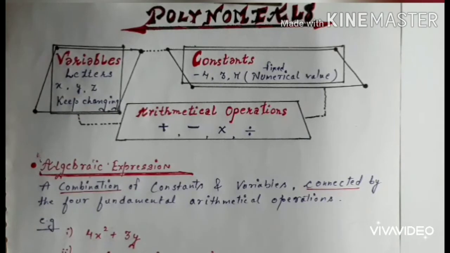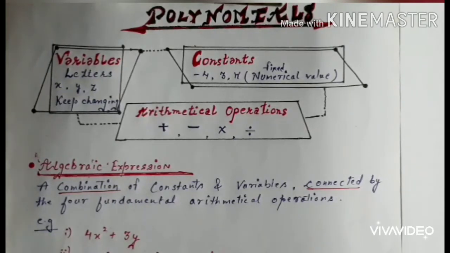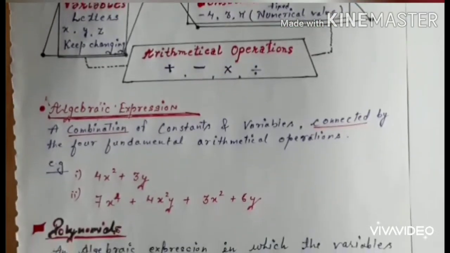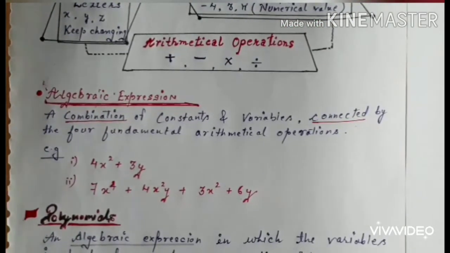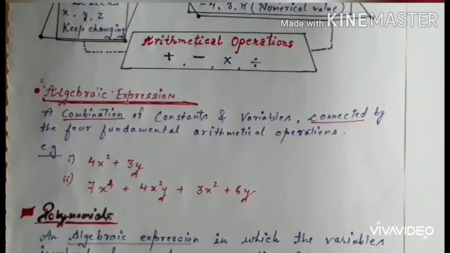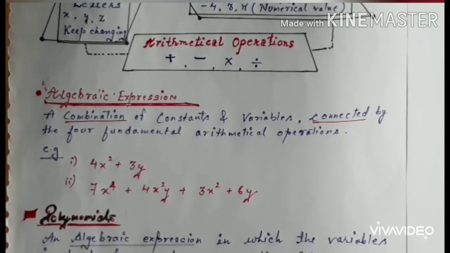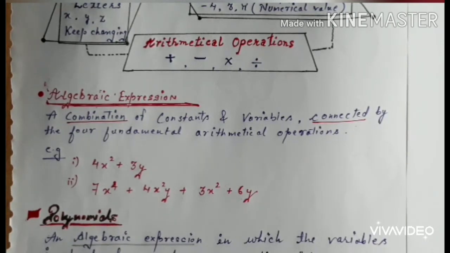Now the next one is 7x power 4 plus 4x square y plus 3x square plus 6y. This is also an example of an algebraic expression. You can write any other one also. Now come to the polynomial. The main thing is the polynomial. A polynomial is an algebraic expression in which the variables involved have only non-negative integral powers. This is the main thing, non-negative integral power. That means whole number.